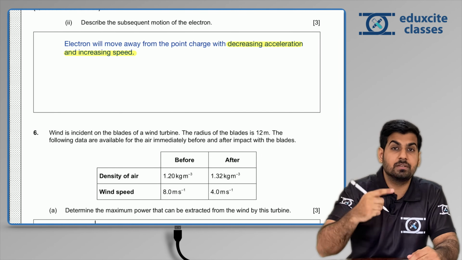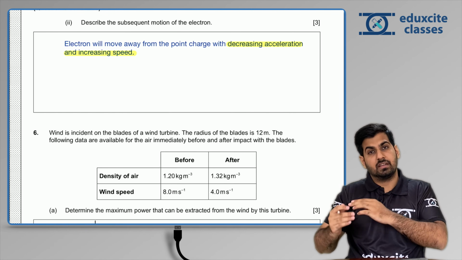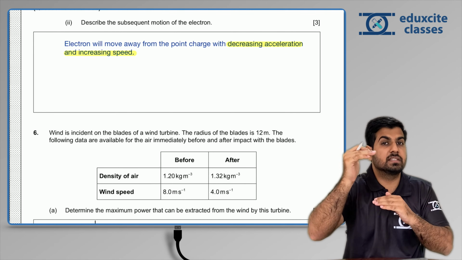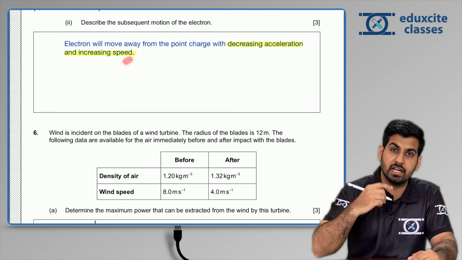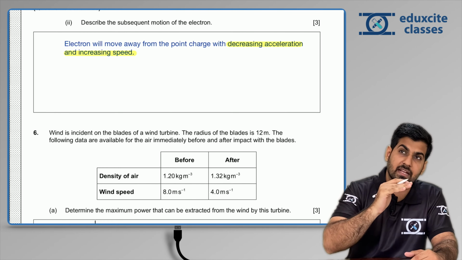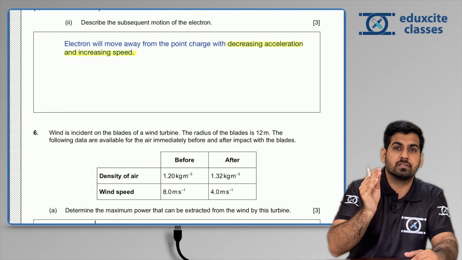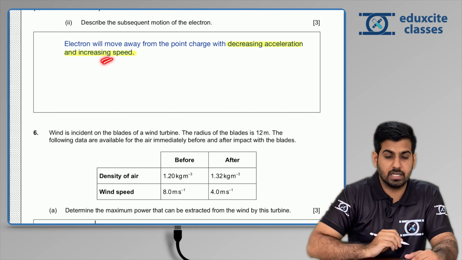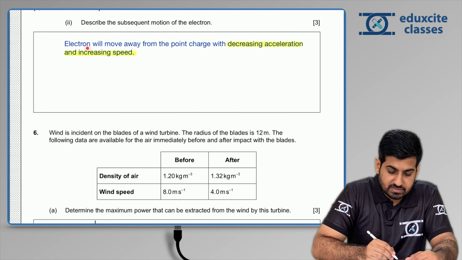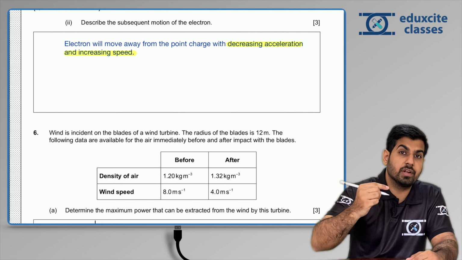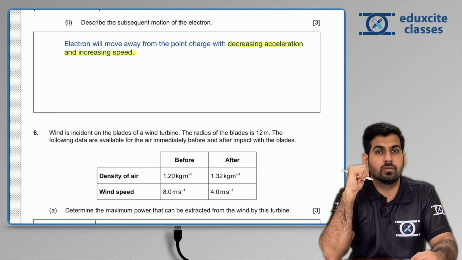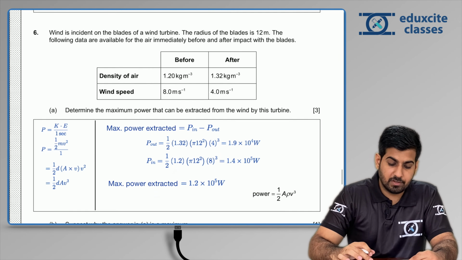Decreasing acceleration doesn't mean that speed will decrease at that same instant. The speed will increase but at a slower rate. Decreasing acceleration means speed will increase at a slower rate, but it will still increase, because acceleration is acting, but the rate of acceleration is decreasing. It is said to be increasing speed. That is why you can see here it is 3 marks: 1 mark for the direction, and then decreasing acceleration and increasing speed carry 1 mark each. So question number 5, I hope it is clear.